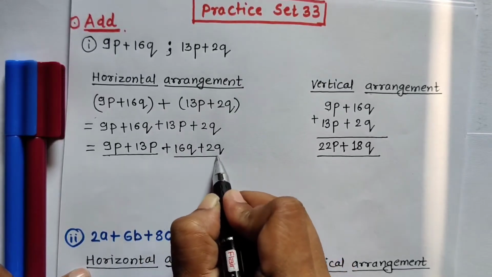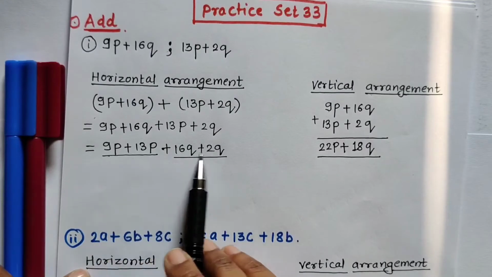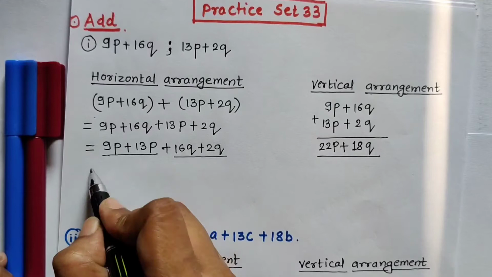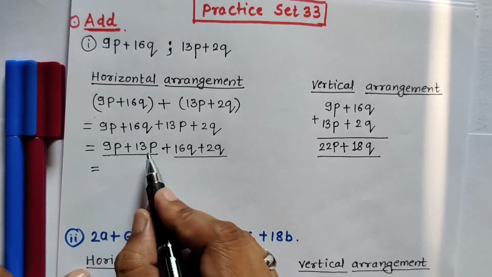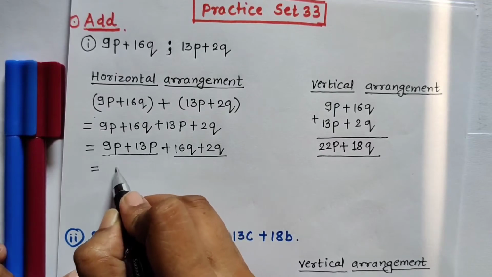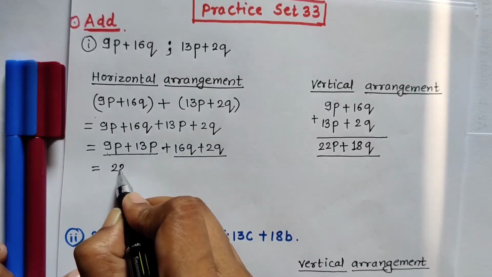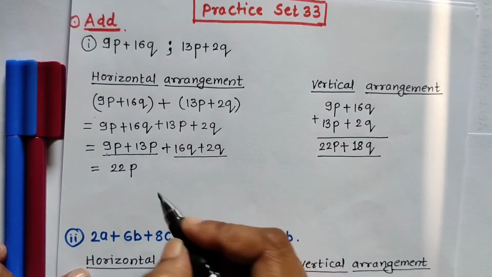Like terms we write close to each other, and in this way when two like terms come close to each other we can add or subtract them. So 9p plus 13p, as we all know, p is the common variable. We write it one time and we add the coefficients. So 9 plus 13 is 22, and p we write one time only, it is the common variable.